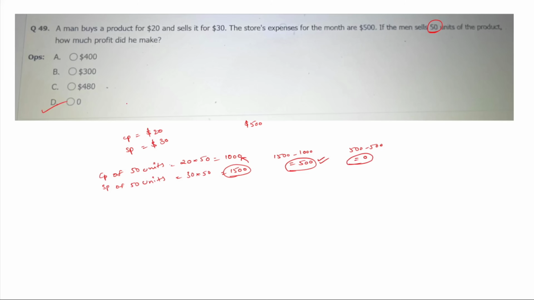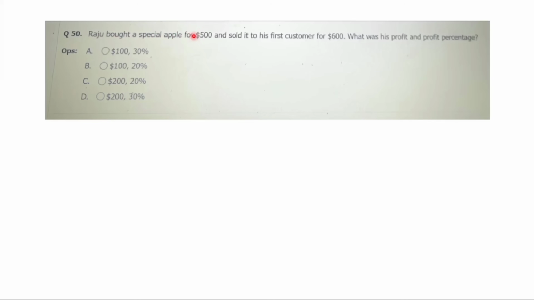Let's see the next question. Raju bought a special apple for $500 and sold it to his first customer for $600. What was his profit and profit percentage? So here the cost price of the apple is $500 and the selling price of the apple is $600. So we need to calculate the profit. Here we can see that the selling price is more. For that we need to subtract the cost price from the selling price, that is 600 minus 500, which is equal to 100. So there is a profit of $100.